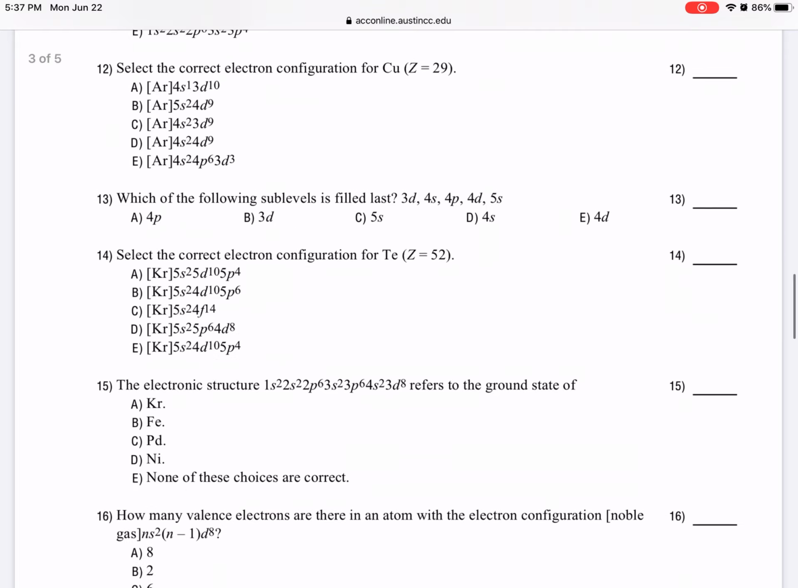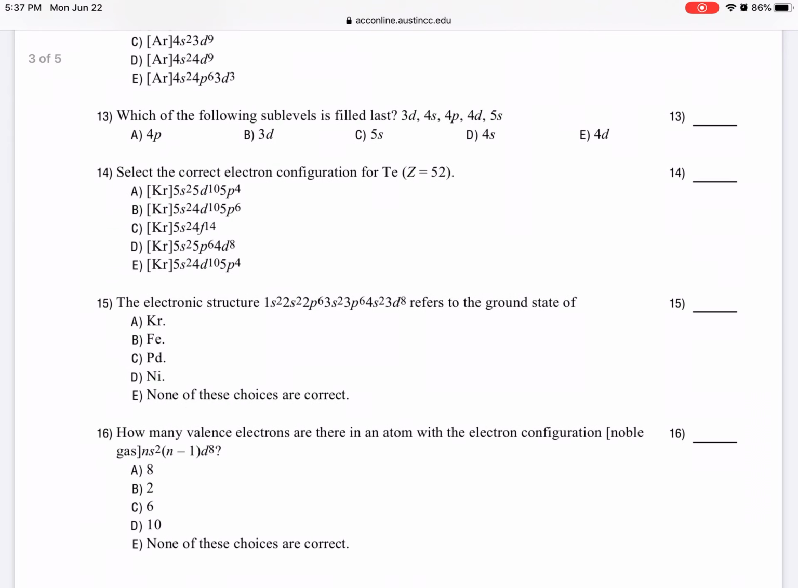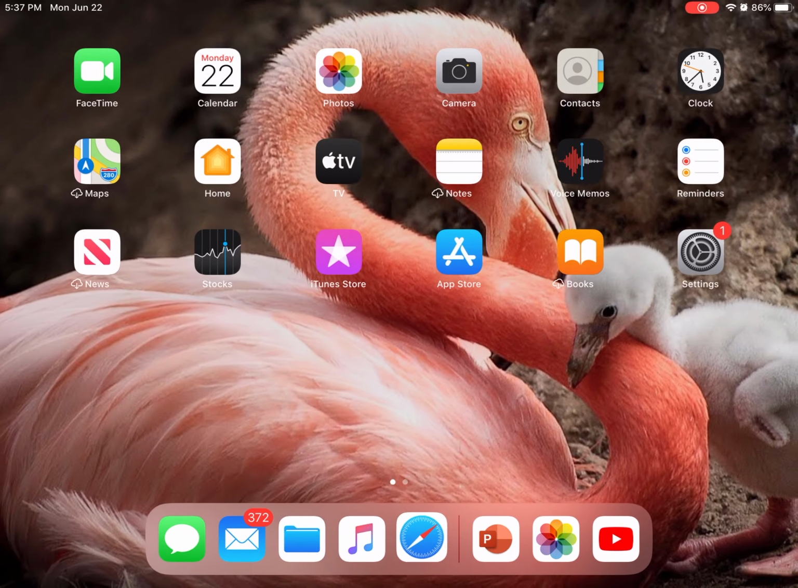And then number 14: select the correct electron configuration for tellurium, atomic number 52. So let's locate tellurium in the periodic table.